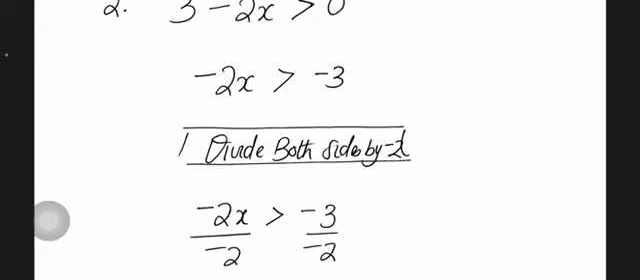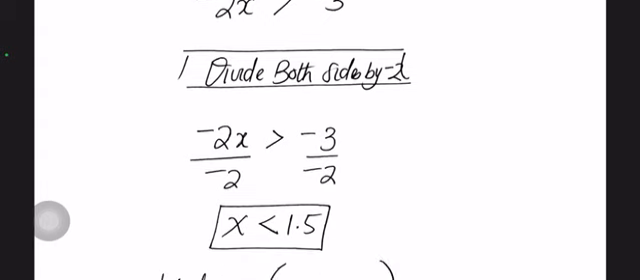But the principle here is that every time you divide both sides by a negative, the symbol changes. Where we had a greater than sign, we are going to have a less than sign. Where we have a less than sign, if we divide both sides by a negative number, we get a greater than sign. So the principle is whenever we divide both sides by a negative number, the symbol changes.